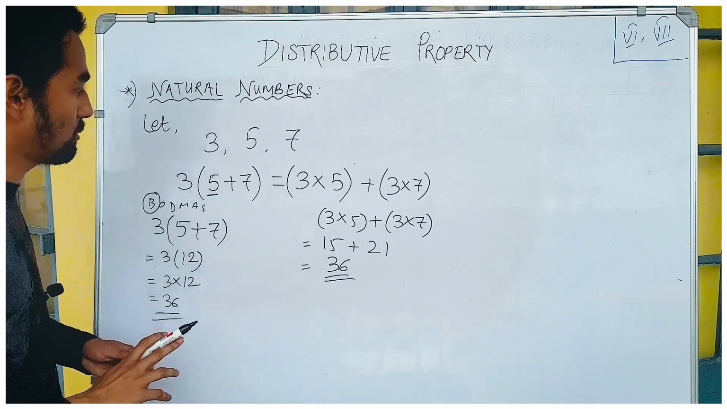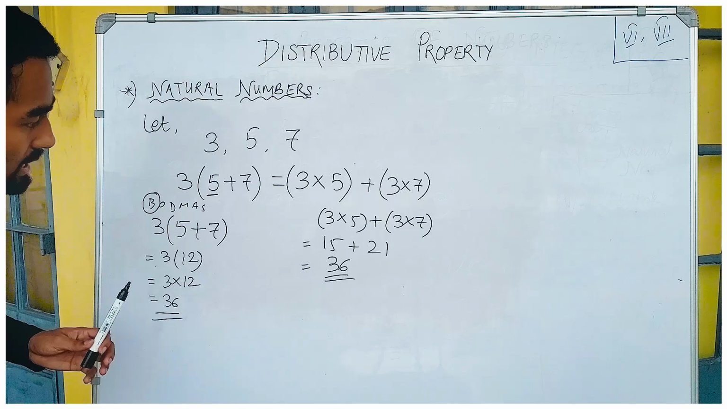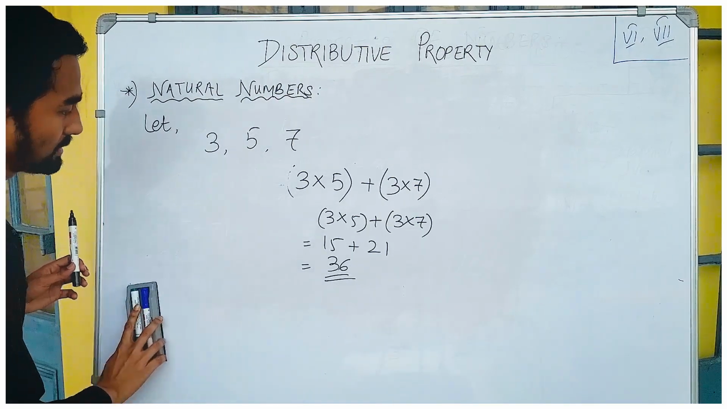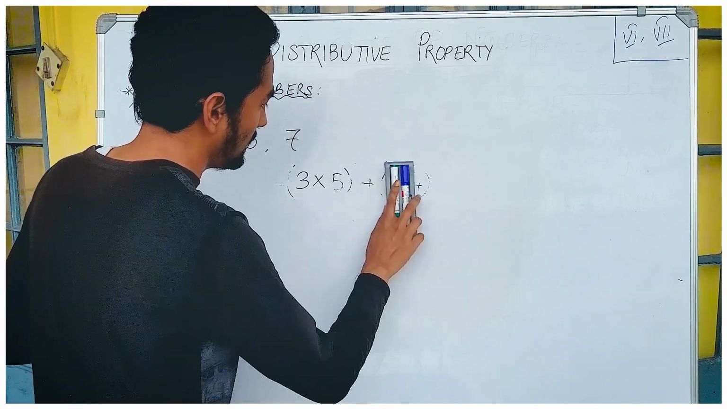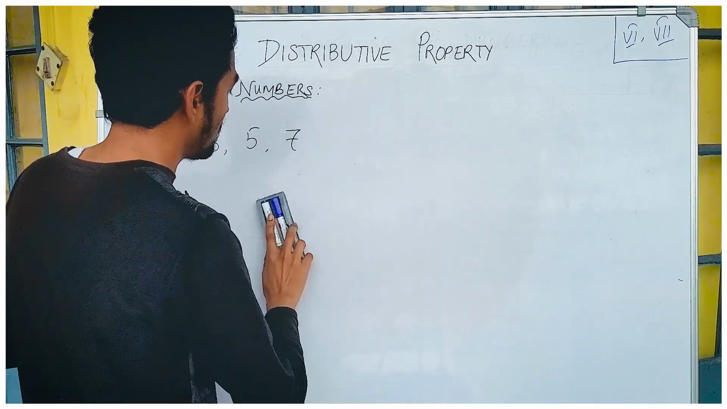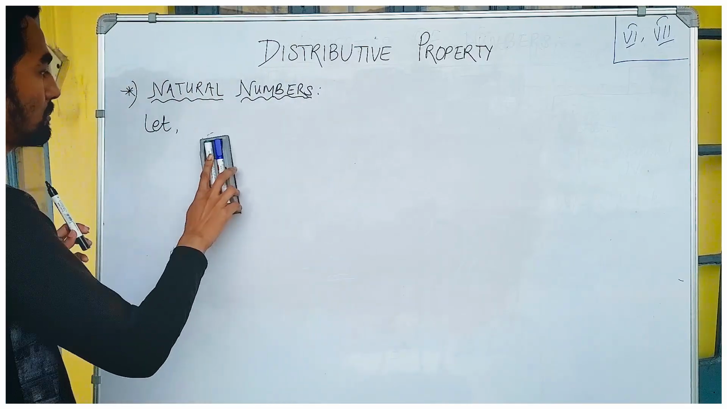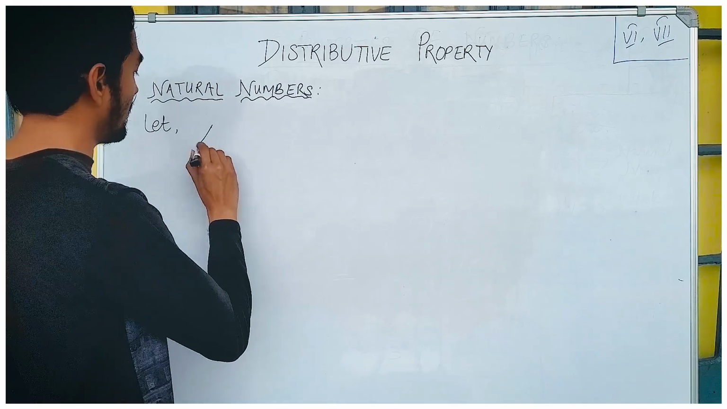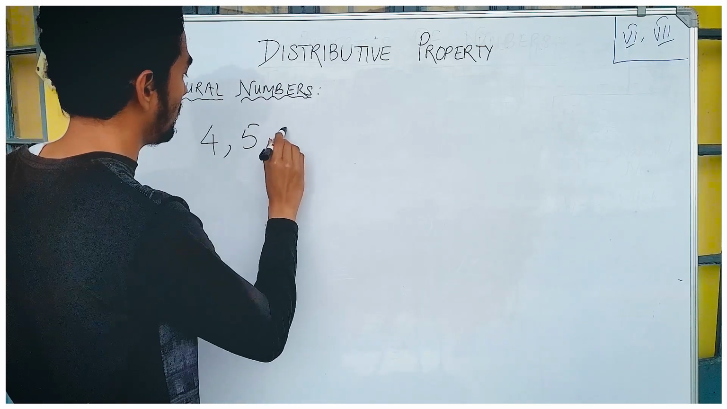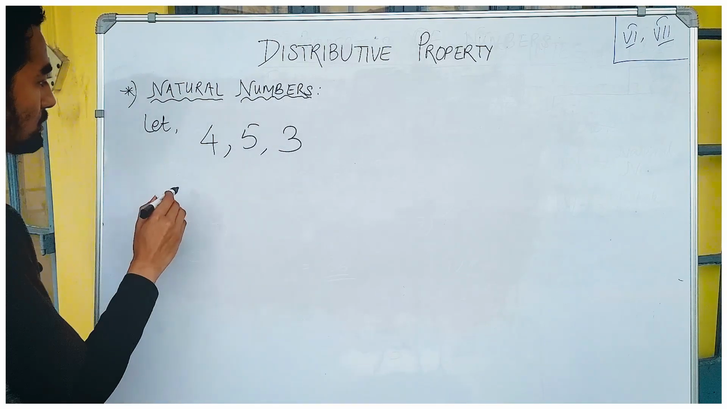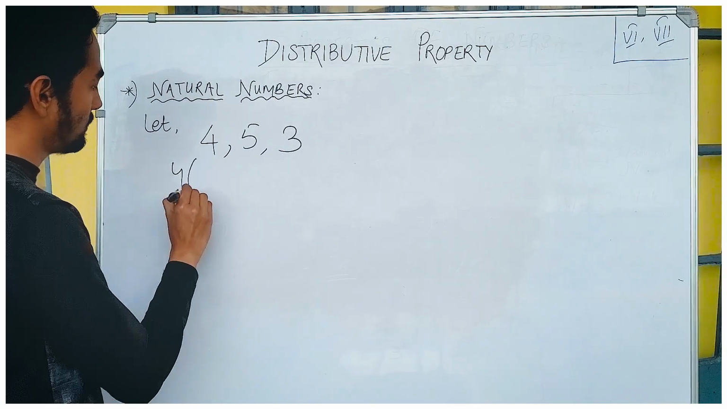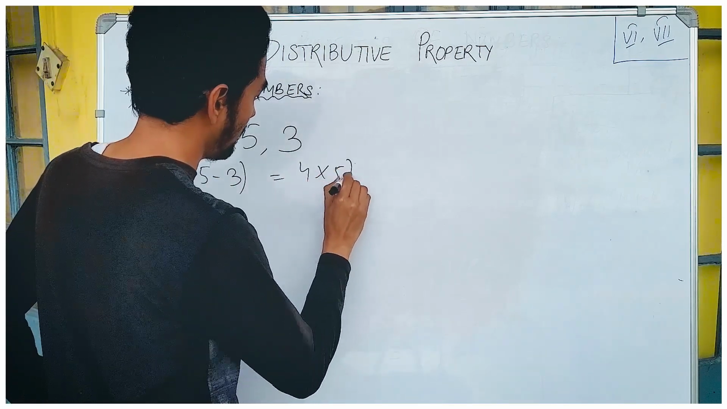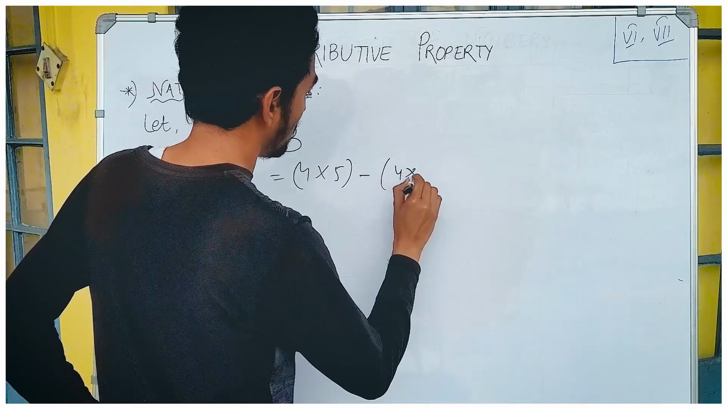So similarly, if we take the minus case, the case of subtraction, how will we do it? Pretty simple, just like this property. So let us take another three numbers. Let's not take the same example. Say we have taken here 4, 5, and here 3. So we'll see what can be done here. 4 into 5 minus 3 is equal to 4 into 5 minus 4 into 3.